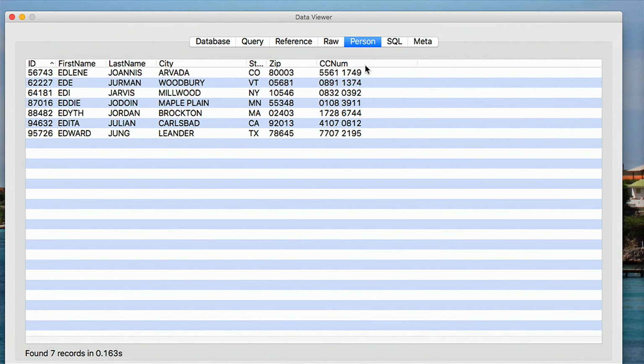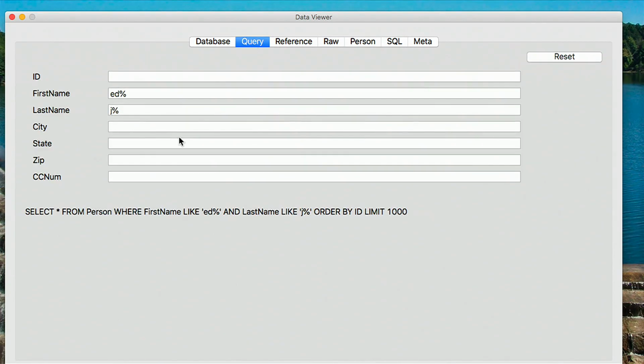Now the question was, what if you wanted to do a different type of like search? So let's say starts with Ed but ends with IS.